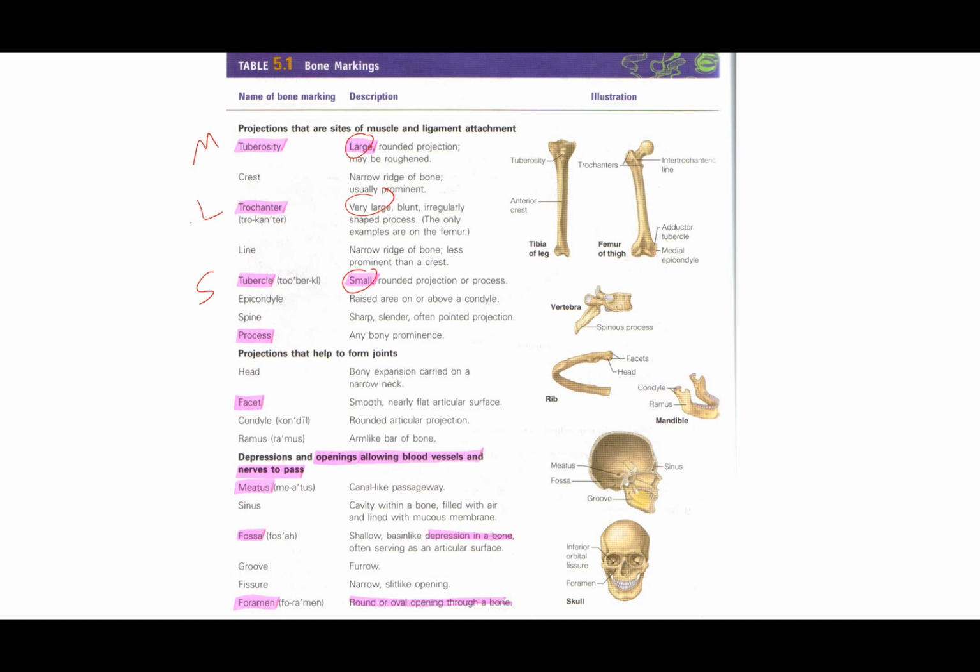Fissures are narrow, slit-like openings. And then foramen. So foramen, there's your hole. The most notable ones are the obturator foramen, which is in the pelvis, or the foramen magnum, which is in the occiput of the skull. Okay, here's the inferior orbital fissure. So you look inside, you see the fissure, a slit-like opening. That's going to allow for the passage of the optic nerve and some blood vessels to come into the eyeball.